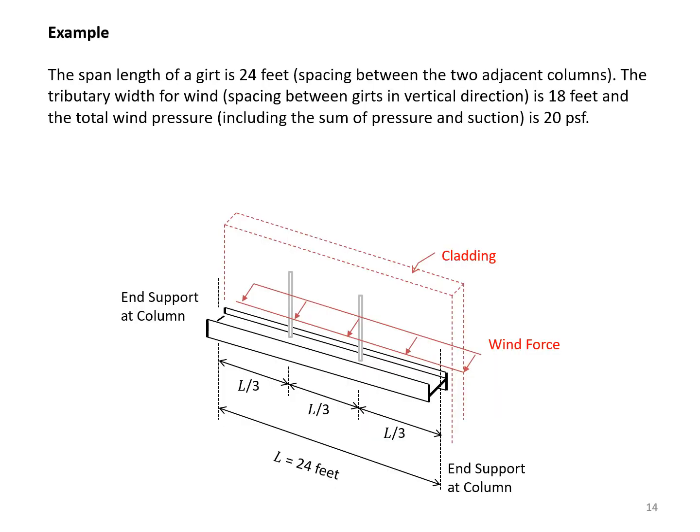Let's look at an example. The span length of the girth is 24 feet as shown in this figure. That is the spacing between the two adjacent columns. The tributary width for wind, the spacing between girths in the vertical direction, as we talked about, is 18 feet. And the total wind pressure is 20 pounds per square foot. Now, this total pressure considers any pressure from one side with the effect of suction from the other side, etc.